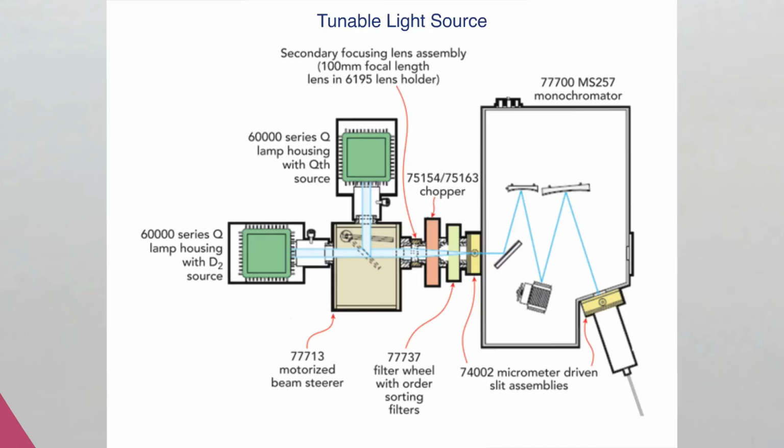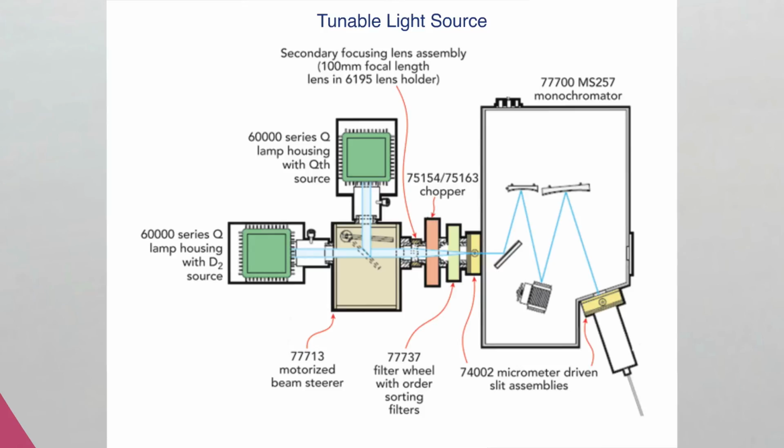So let's say you choose this right here. There's a chopper right there, and a filter wheel if needed. There's a slit here, which essentially allows a small narrow beam to pass through. That is imaged using some reflective mirrors and gratings. A grating essentially splits the colors, and by moving the grating, you can select which wavelength passes out through this output slit here. You have these micrometer-driven slit assemblies which select the wavelength that comes out.